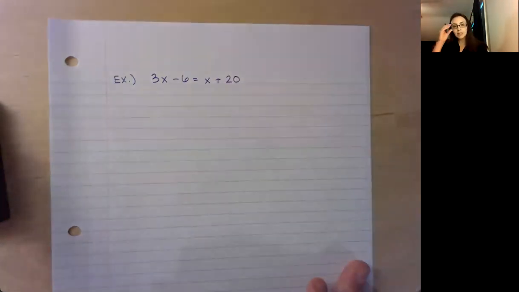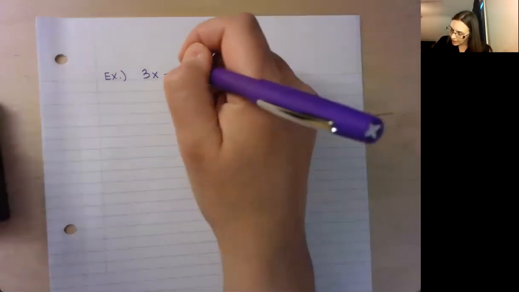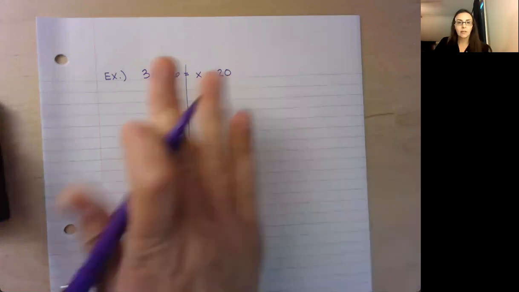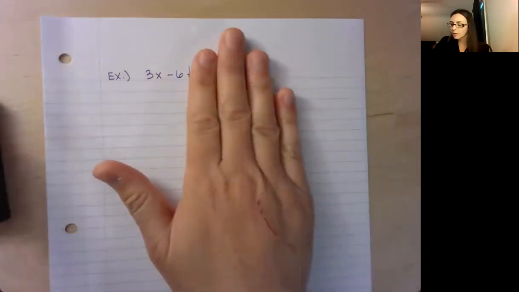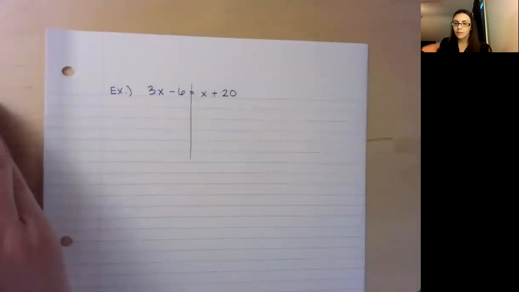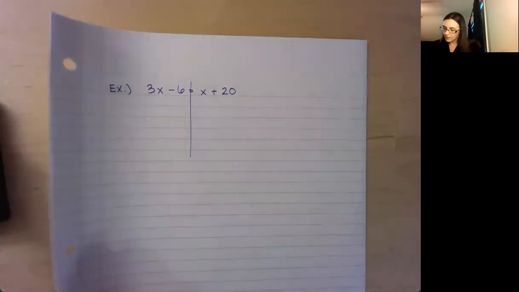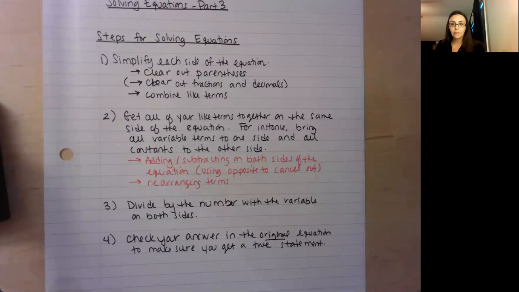So 3x minus 6 equals x plus 20. And again, I like to draw that little line just so I can see each side of my equation clearly. If I look at each side, there's nothing for me to clean up here, right? I can't do anything. So my first step is done. And again, if you want to leave these steps out for yourself to kind of go through, then leave them out. But our first step is nothing to simplify.